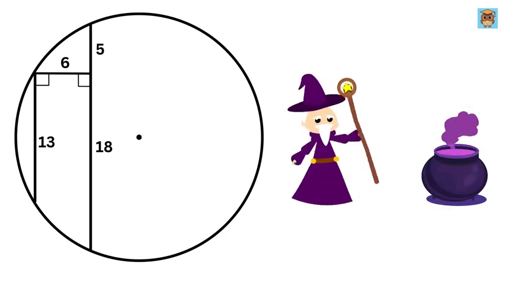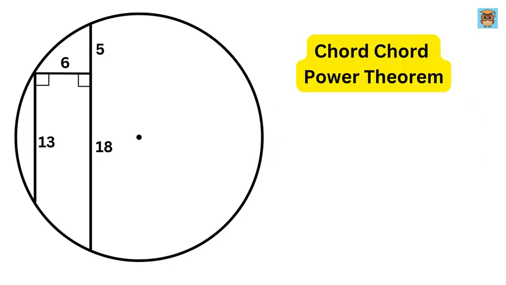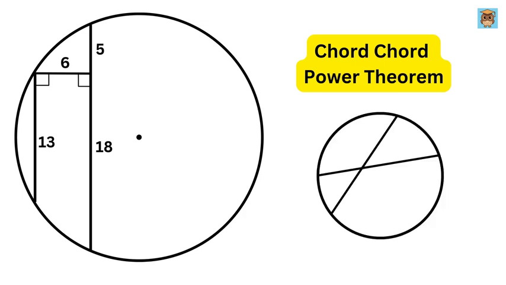Nice! Now, here starts the real magic. We can now use a theorem called the chord-chord power theorem. Imagine 2 lines crossing inside a circle, making 4 pieces like this. Let us label the sides as A, B, C, and D. The theorem says that if you multiply the lengths of the 2 parts of one chord, or A times B, then it will always be equal to the same multiplication for the other chord, or C times D.